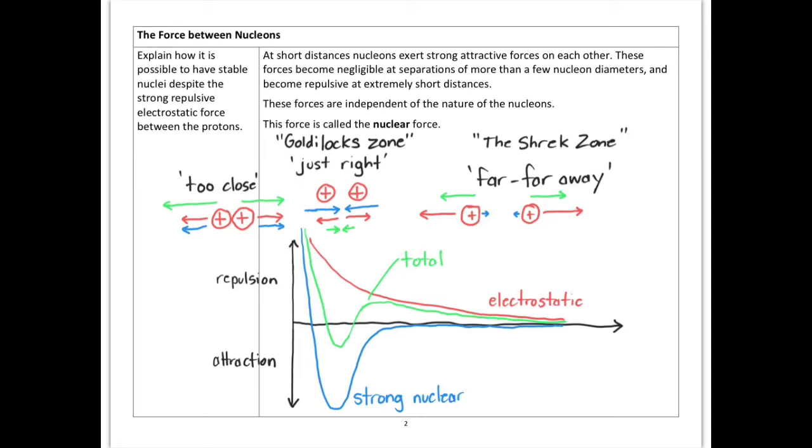So, based on what we've learnt to date, there shouldn't be any atoms with more than 1 proton. The universe should be made of hydrogen, because the electrostatic force should push all those protons within the nucleus apart.